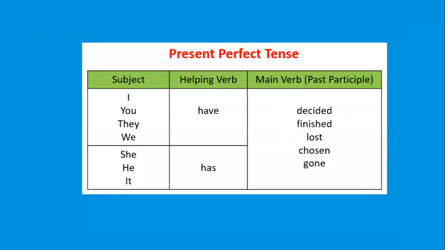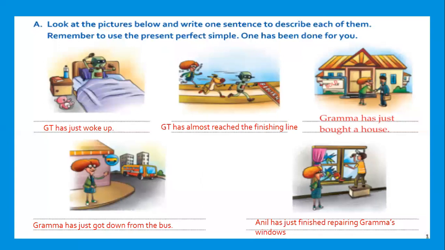Now here, I have taken out this image. You can write it down in your notebook as notes. You will write the same pattern as given in this image: subject, helping verb, and the main verb's past participle form. So with I, we, you, they, you will use have, and with he, she, it, you are going to use has. Otherwise, the V3 will be the same.